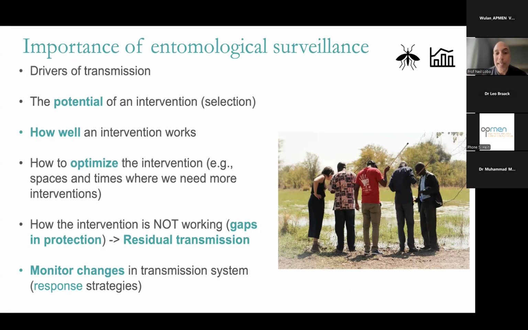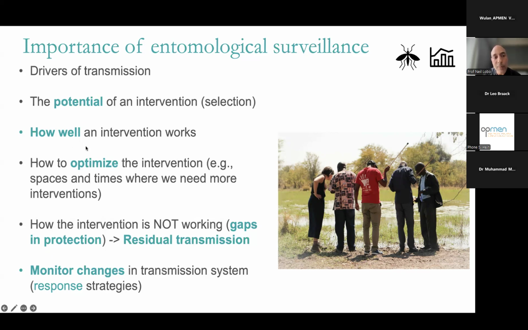You can understand the potential of an intervention. If you don't have interventions, you can figure out what is the best intervention to select for your site. For example, if all your mosquitoes are biting outdoors and none of them go indoors, a bed net is probably not the best selection. If all your mosquitoes rest outdoors and none of them rest indoors, IRS or indoor residual spraying is probably not a good selection, right? You can also tell through entomological surveillance how well your intervention is working.